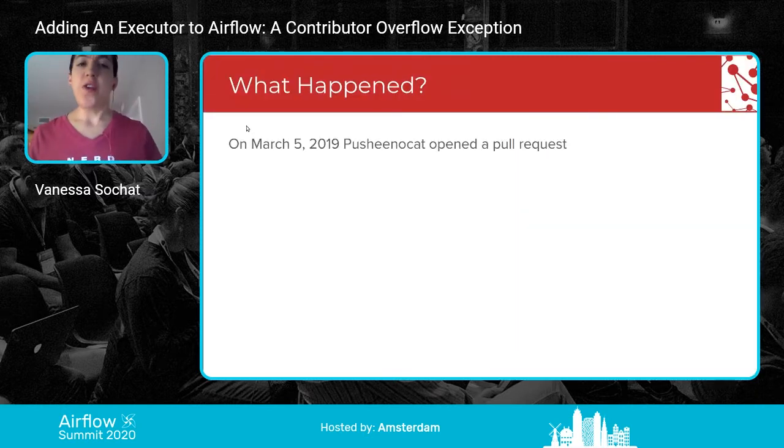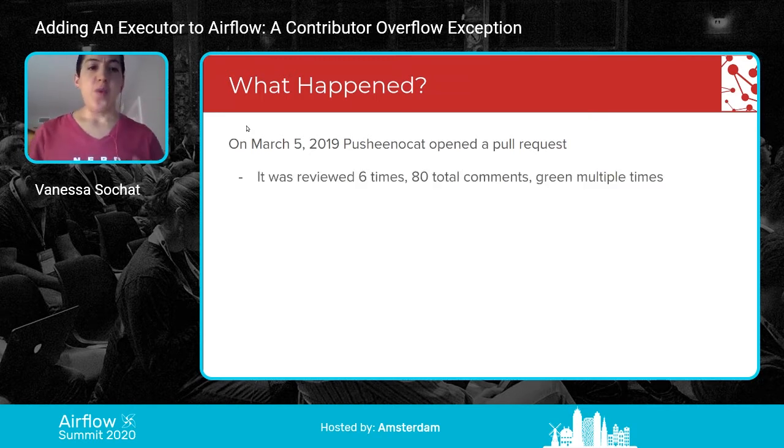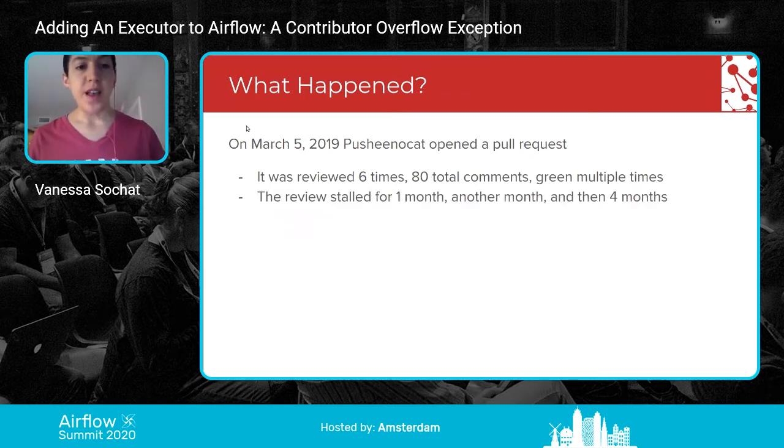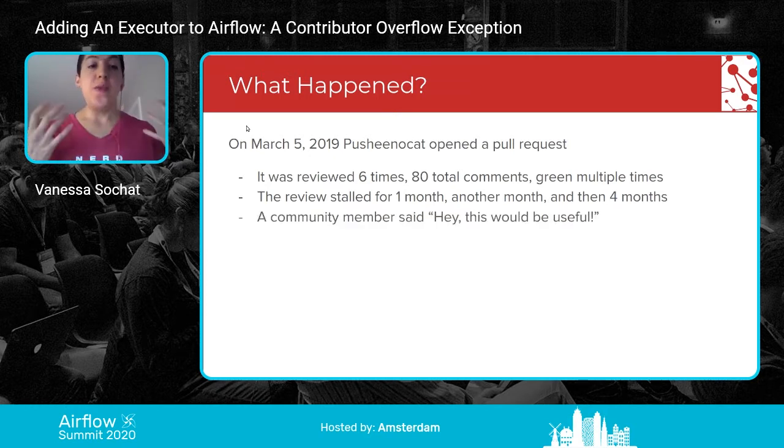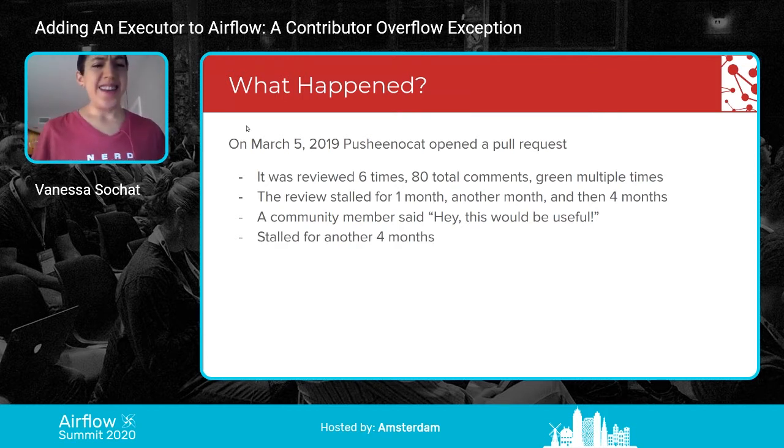And so on March 15th, 2019, Pushinicat opened a pull request. It was reviewed many times, lots of comments. It went green multiple times, and it kind of kept stalling. It would stall for a month, and then another month, and then 4 months. But community members kept coming on and saying, hey, this would be really useful. Let's push this forward. But even with that help, it stalled for another 4 months, and it got to this state where it was impossible to rebase, and the pull request was closed.